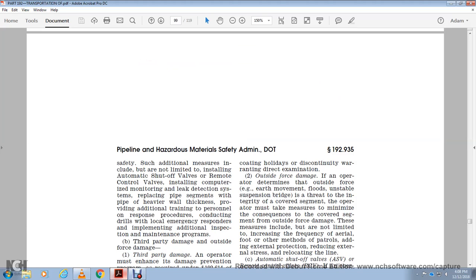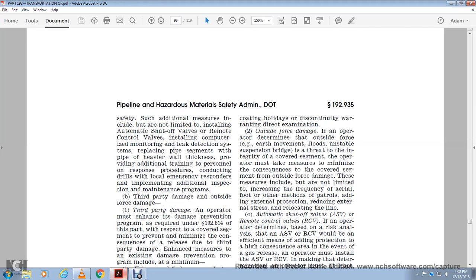Such additional measures include, but are not limited to, installing automatic shutoff valves or remote control valves, installing computerized monitoring and leak detection systems, replacing pipe segments with pipe of heavier wall thickness, providing additional training to personnel on responding to a pipeline emergency, conducting drills with local emergency responders, and implementing additional inspection and maintenance programs.